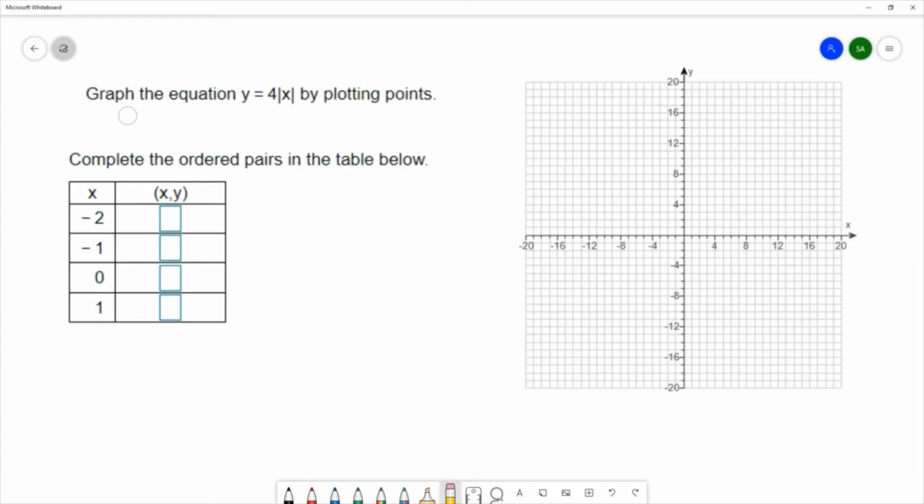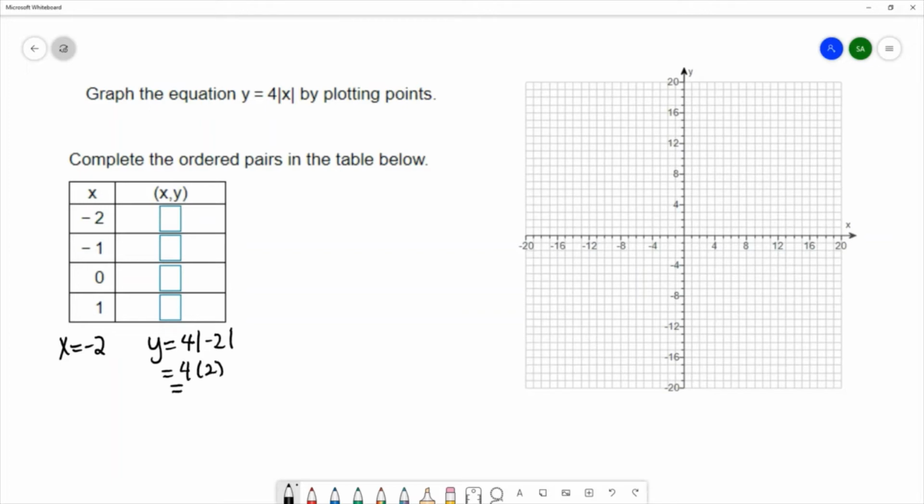This question says, graph the equation y equals 4 absolute value of x by plotting points. We're going to complete this table to find the ordered pairs, and then graph the equation on the grid. So if x is equal to -2, we'll substitute that into our equation. And we'll simplify the absolute value first. Absolute value of -2 is +2.